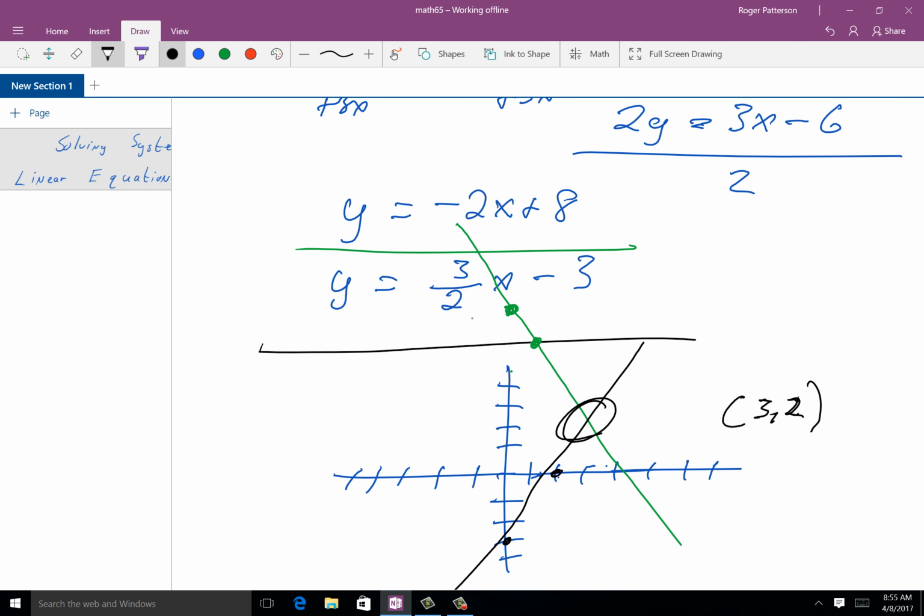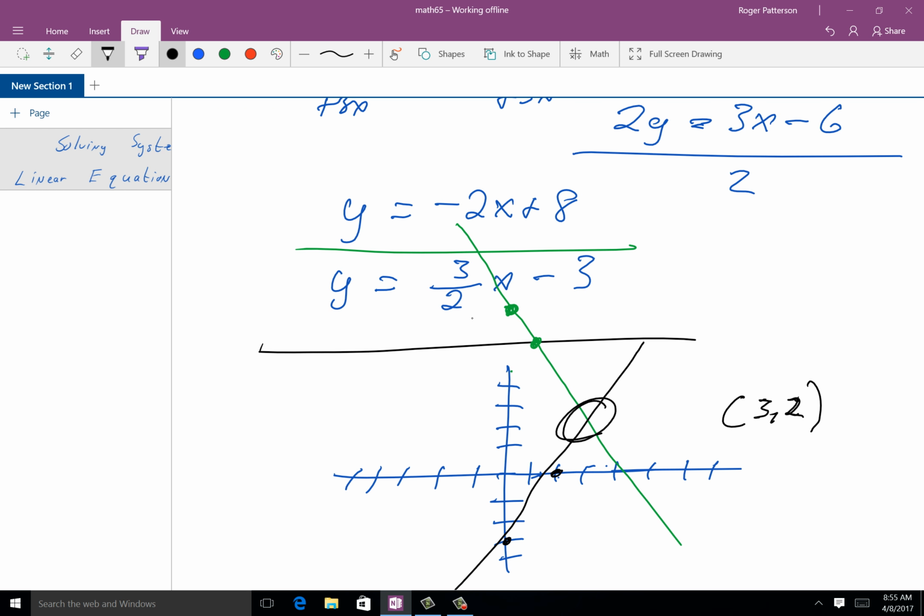All right. And what point are we interested in? Where they meet. Yeah, and if you go tap on it, it tells you what it is. 3.14 and 1.7. Now that's pretty slick. Okay? That's pretty slick right there.